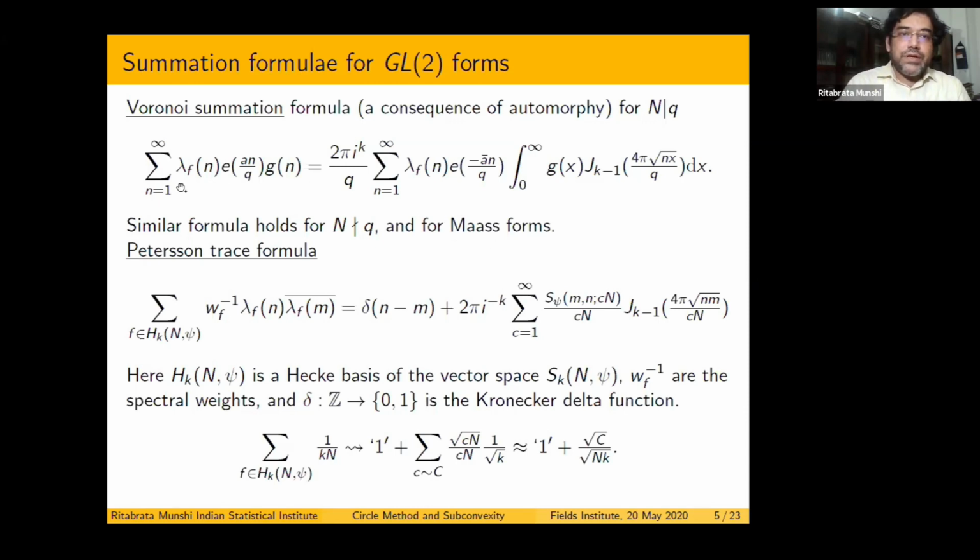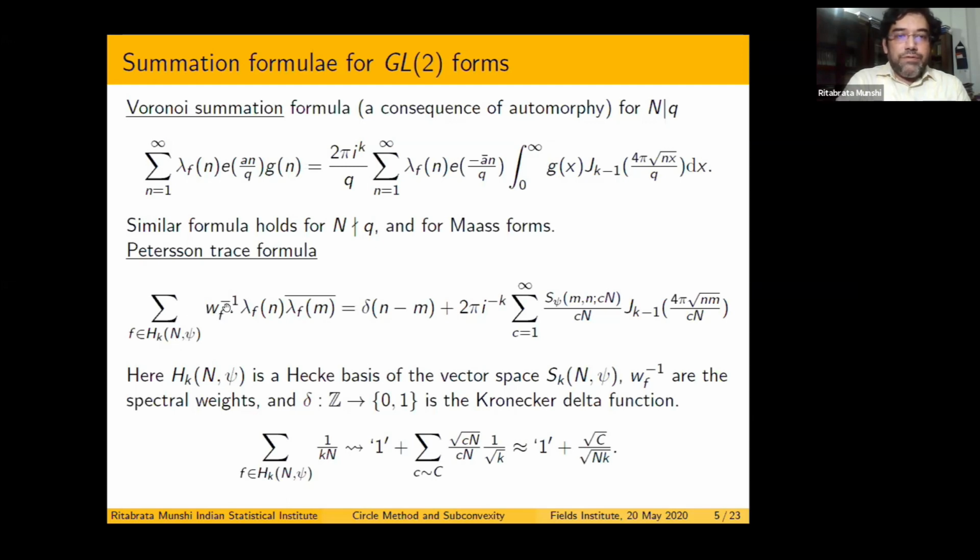So this is a summation formula for the Fourier coefficients of a holomorphic form. And there is another summation formula that I want to recall over here, where I'm summing over f, the form varying. Here I have two Fourier coefficients, λ_f(n) and λ_f(m) of the same form f. The n and m are fixed; these are two positive integers which are fixed. The form is varying, and here I'm taking a Hecke basis of the space of modular forms of level N, nebentypus ψ, and weight k.